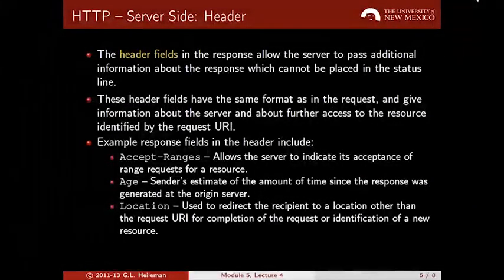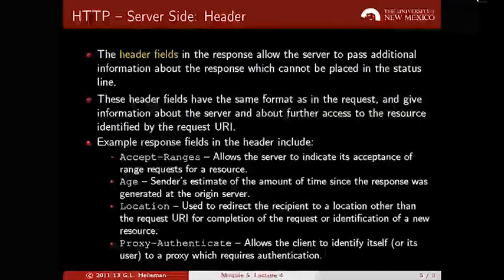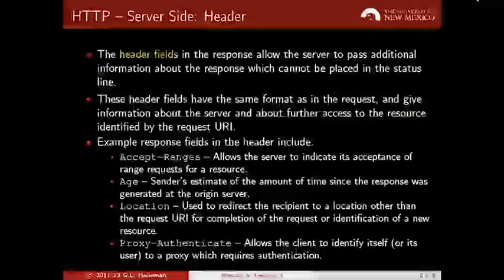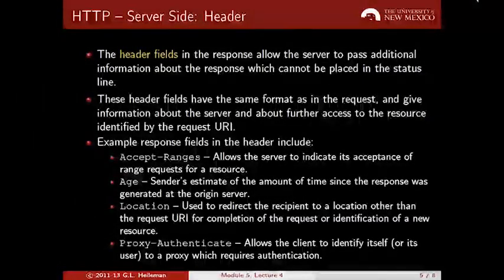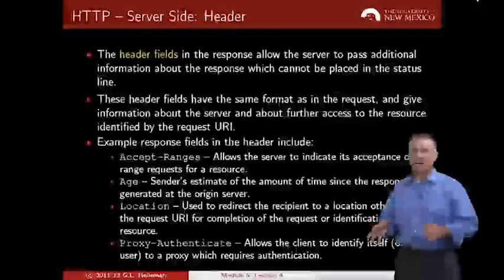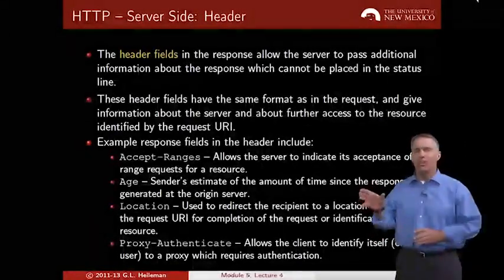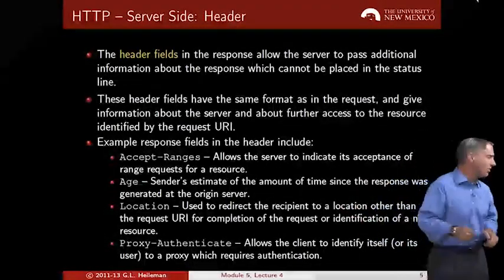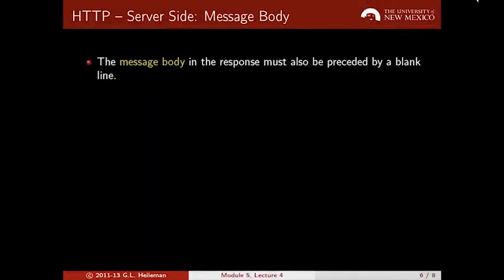Location, used to redirect the recipient to a location other than the request URI. And then proxy authenticate allows the client to identify itself to a proxy, which requires authentication. So you can, again, look at a response and you'll see these header elements in the response itself. I'll show that to you shortly.